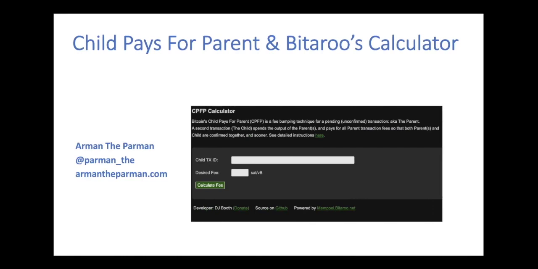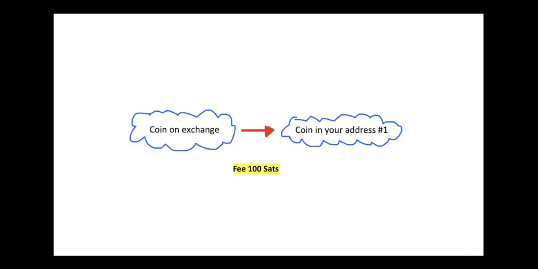The point of this video is to show you how to speed up your delayed Bitcoin transaction using child pays for parent, and you can use Bitaroo's calculator to set the correct fee, and I'll explain in this video how to use that calculator. Say you've got a transaction which is a withdrawal from the exchange to your own wallet, and you set a low fee for that and it's taking a while and you want to bump the fee and make the coins come faster.